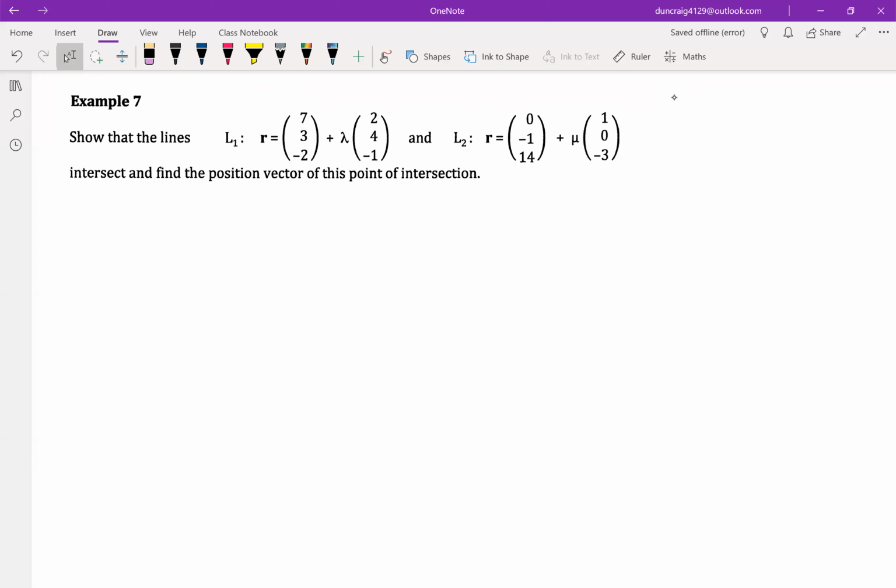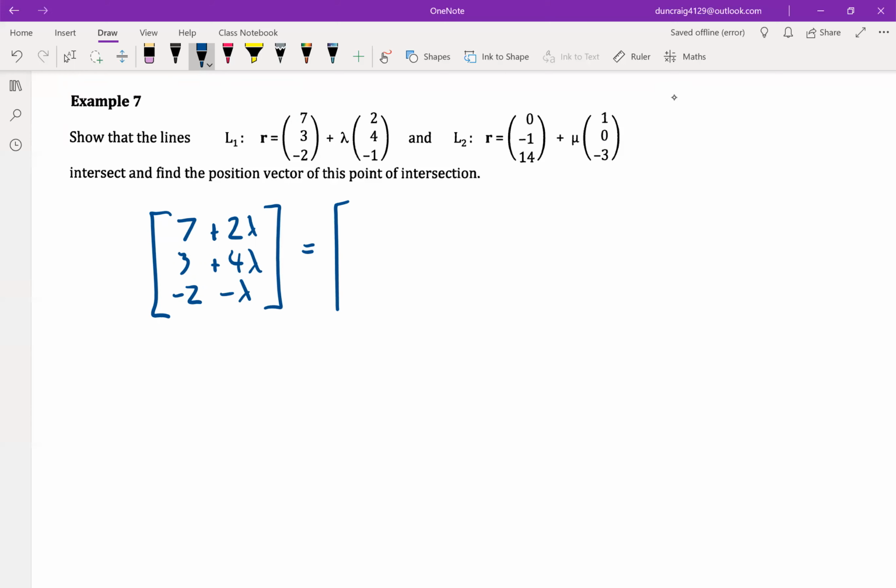We're going to say we've got 7, 3 minus 2 plus 2 lambda plus 4 lambda, take lambda, that is equal to 0 plus mu, and here we've got -1, and 14, take 3 mu, like that there.